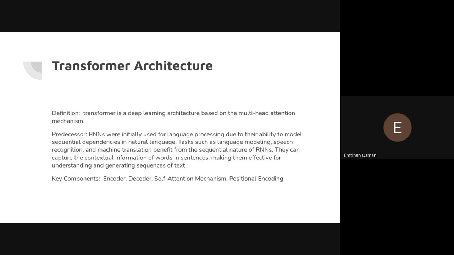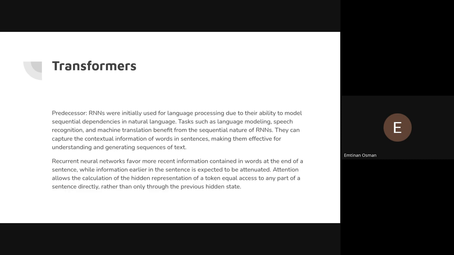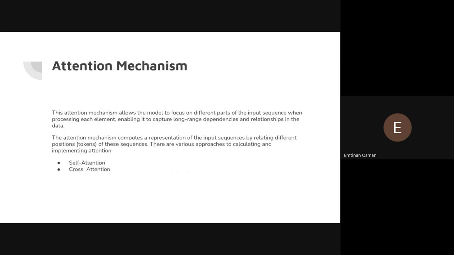So the attention mechanism is what allows the model to focus on different parts of the input. If you have a sentence coming into your model, it's called attention because it's likened to cognitive attention in human brains. Basically it's a mechanism of allowing the model to focus on different parts of the input sequence, computing a representation of the input sequence and relating different parts of it, okay?